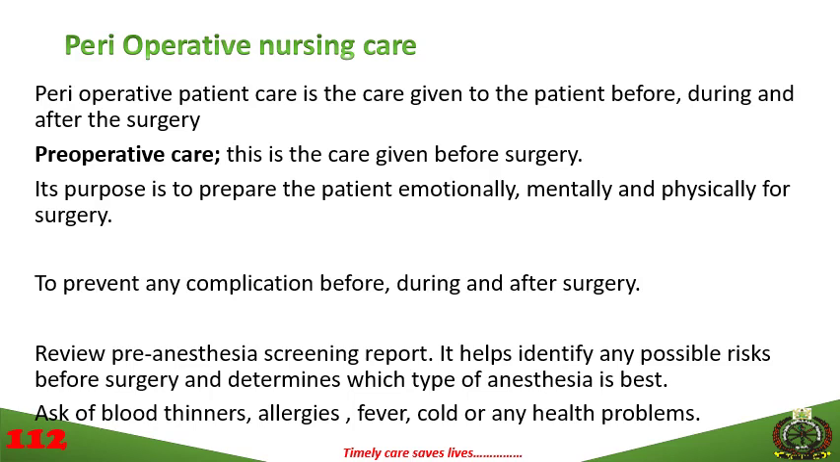This is another important component: you want to identify and prevent any complication. Review the pre-anesthesia screening report. Every patient who goes for surgery goes through the anesthesia department. They screen all these patients. So when they come, open their folder and read the anesthesia report. This report helps identify any possible risk the patient may be exposed to in the surgery. This assessment identifies the best type of anesthesia for the patient. Otherwise, you will give a wrong anesthesia and the patient will fight the surgery.